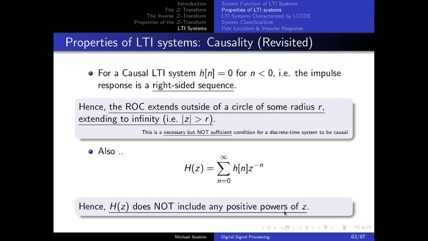So the causality here has a two-fold condition. The first one is the ROC extending outside of a circle, going outward, and also H of z should not have any positive powers of z.